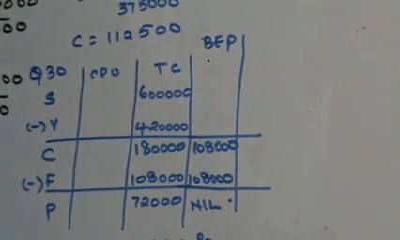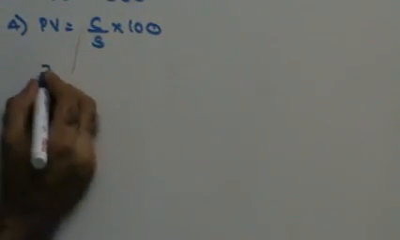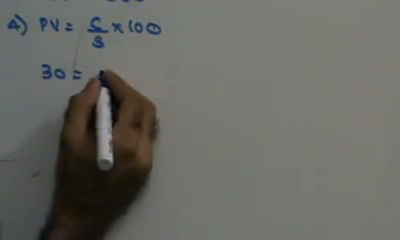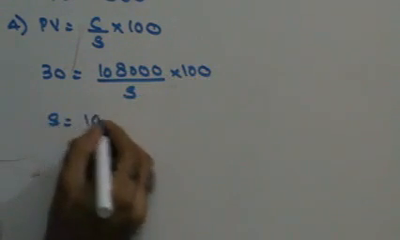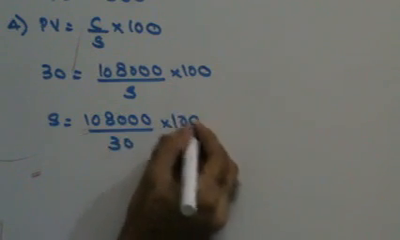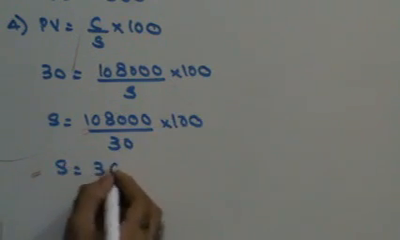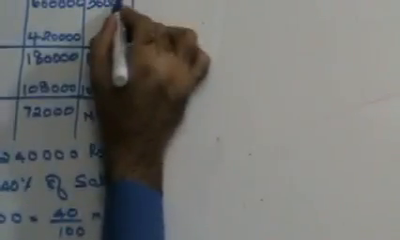Once I have this, then I can say that PV is C upon S into 100. PV we said is 30, is C upon S. C we found out as 1,08,000 upon S into 100. Cross multiply, S is 1,08,000 upon 30 into 100. Someone please help me calculate this. 3,60,000. So my BEP sales is going to be 3,60,000.